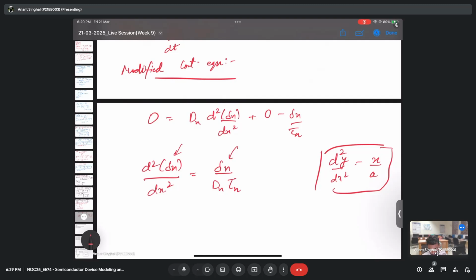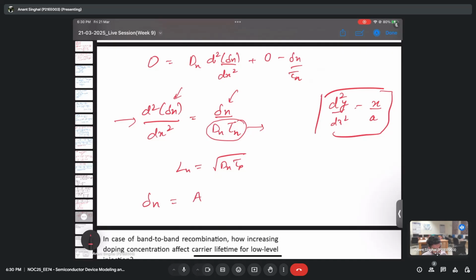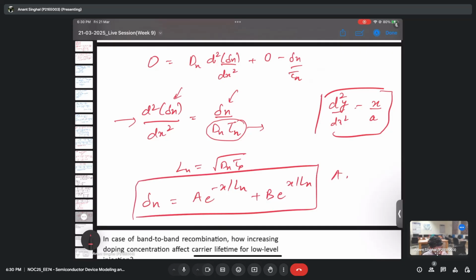This is a direct differential equation, and Ln we know. If you remember, we wrote about the diffusion length, that is Ln, which is the square root of Dn tau n, called the diffusion length for electrons. If you try to solve this direct equation, the solution comes out to be delta n equals A times exponential of minus x by Ln, plus B times exponential of x by Ln, where A and B are constants. So this is the general solution for equation 1. This is the first case that we are talking about.